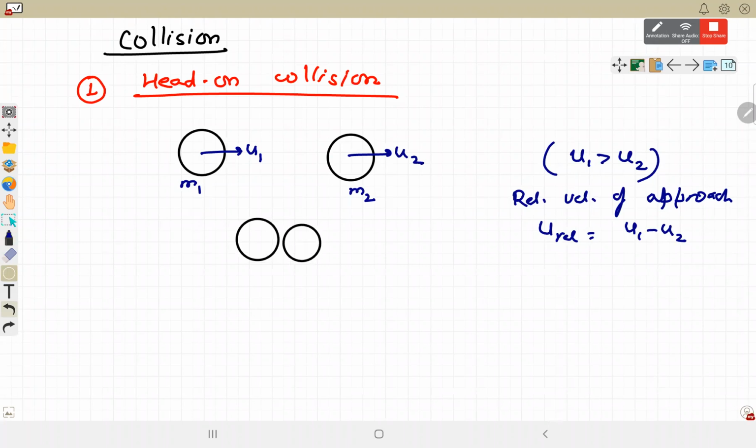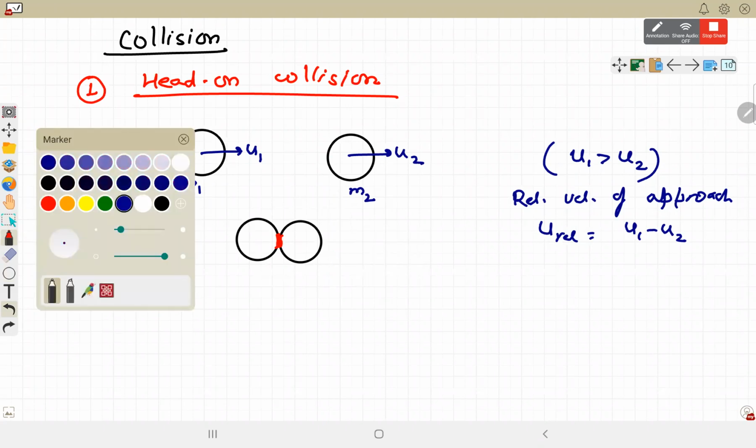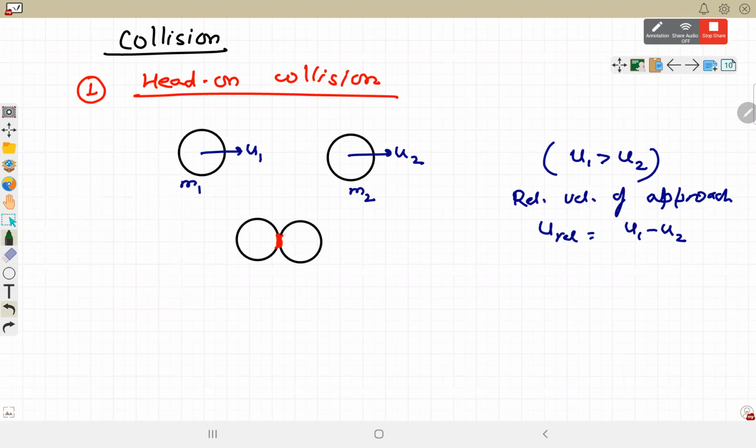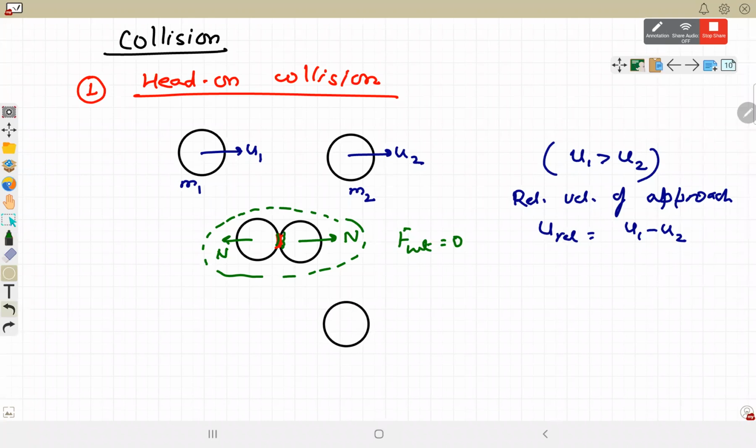Then at the time of collision, there will be some collision. During the collision, they kind of deshape each other. During that time, there will be some loss of kinetic energy, but force-wise, equal and opposite force will always be there due to Newton's third law, and net force in the system will become zero. If net force has become zero, that simply means the momentum must remain conserved.